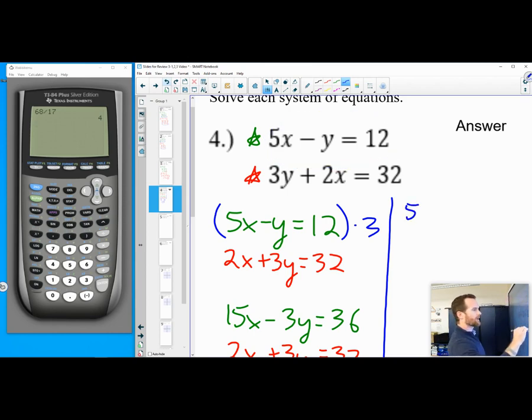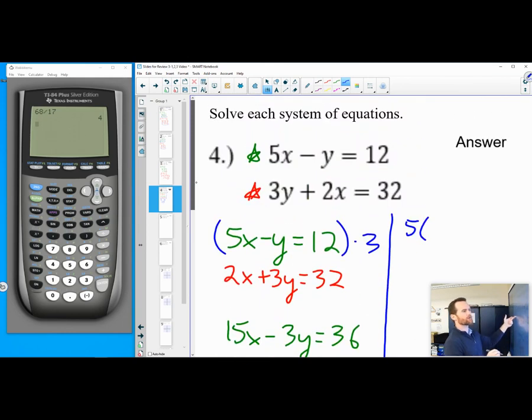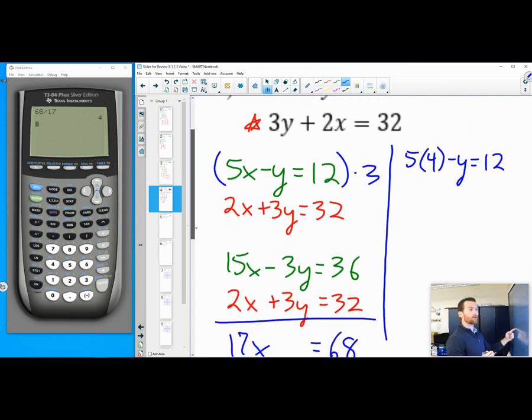So this becomes 5 times x was 4, right? Let me scroll down just to double check that. I don't want to screw that up. Yeah, x equals 4. So it's 5 times 4 minus y equals 12. Now we just run through the algebra.